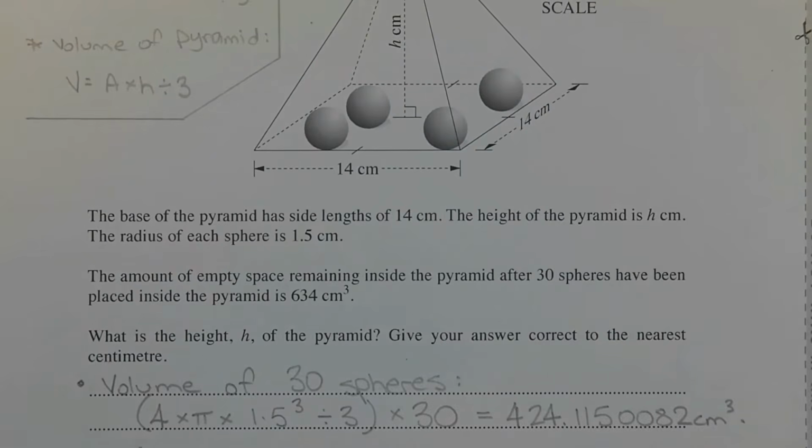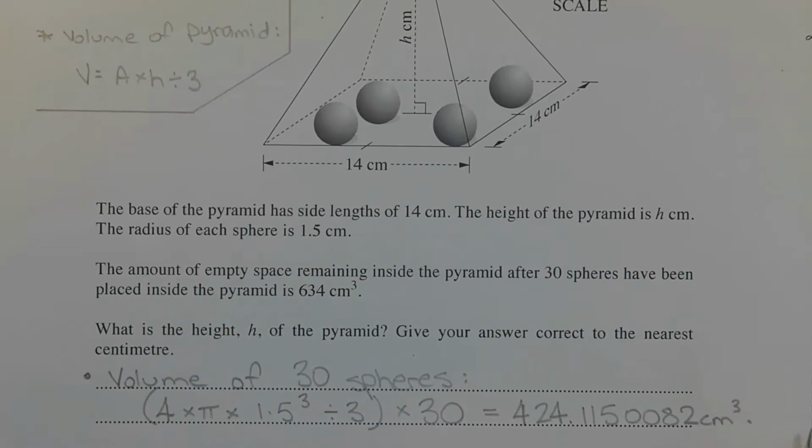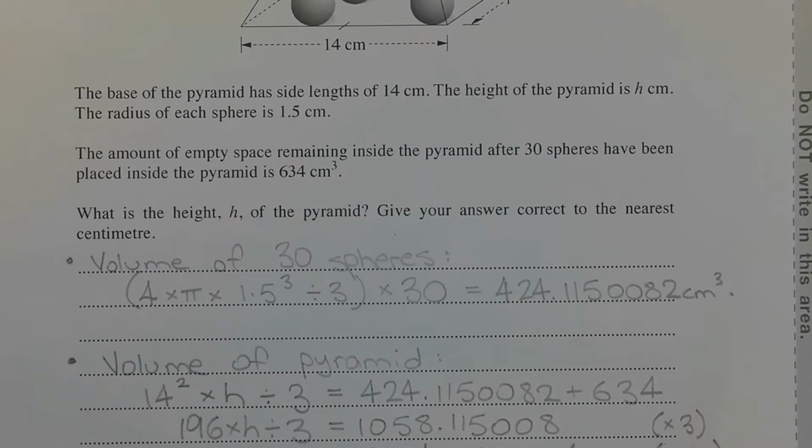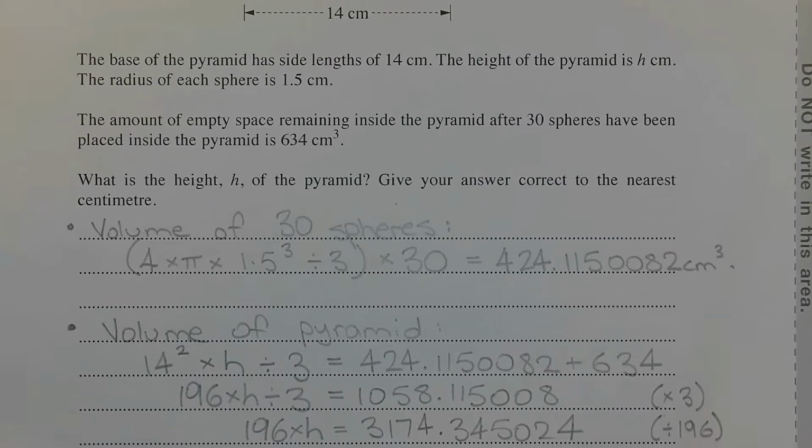The first thing we need to find is the volume of 30 spheres. That's 4 times pi times the radius cubed. The radius of one sphere is 1.5 centimeters. So 1.5 cubed divided by 3 in brackets gives us the volume of one sphere. Then we multiply that by 30, and we get 424.1150082 cubic centimeters. We'll do all the rounding at the very end. The next thing we need to know is the volume of the pyramid.